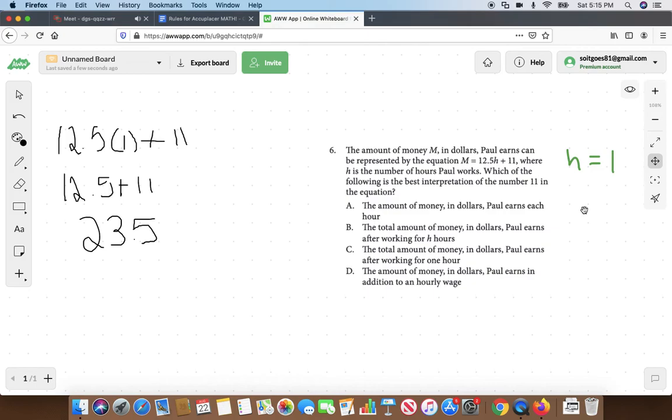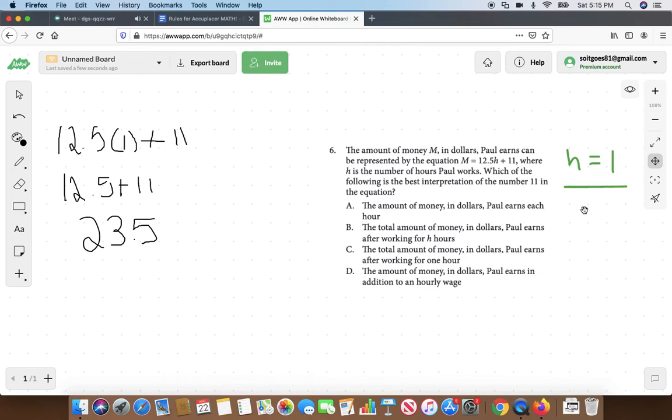Read answer choice A for me, please, Keisha. The amount of money in dollars Paul earns each hour. Okay. So does 11 represent the amount of money Paul earns each hour? No. We know that because he worked 1 hour, right? We made H equal 1. And he makes $23.50. So 11 can't represent the amount he earns each hour. Does that make sense? Yes.